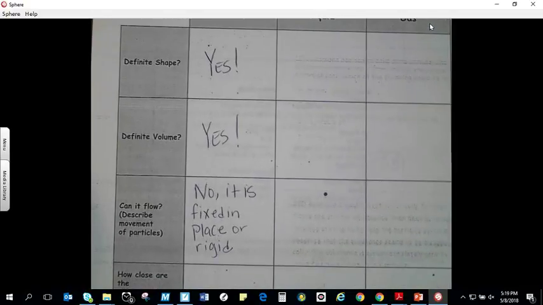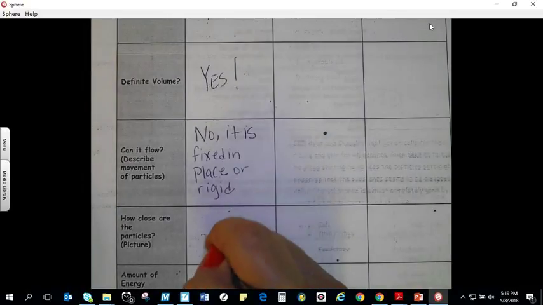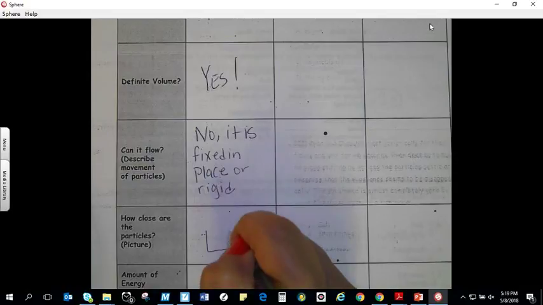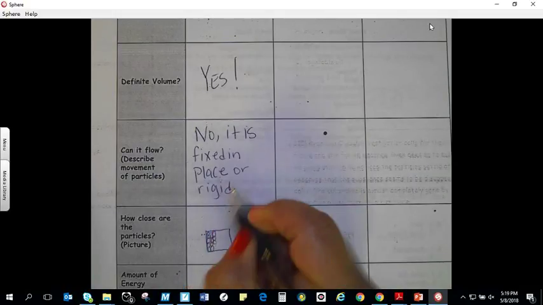So if you can see that right there. So how close are the particles? And here's the picture. So I'm going to just draw a picture of, I'm going to put a little box here. And inside my solid, I'm drawing the little molecules. And they're closely compacted as a solid. So they're fixed in place. They're not going anywhere. They're not going to move. If you heated it, they'll just shake in one spot. They're not going to go anywhere.